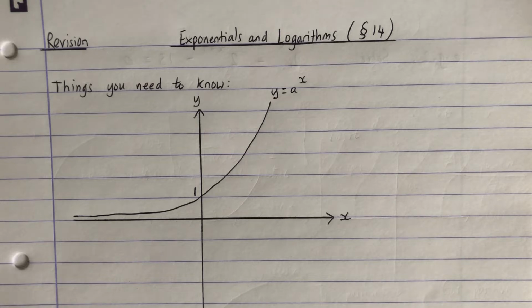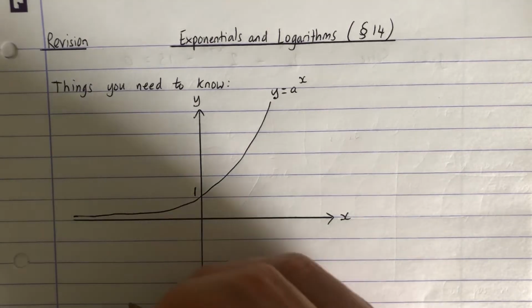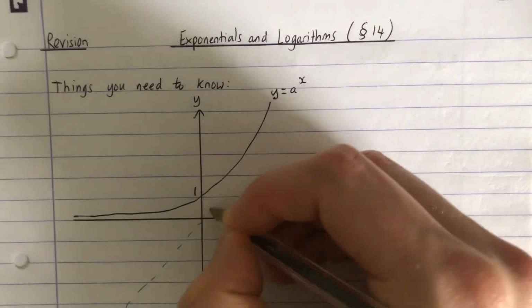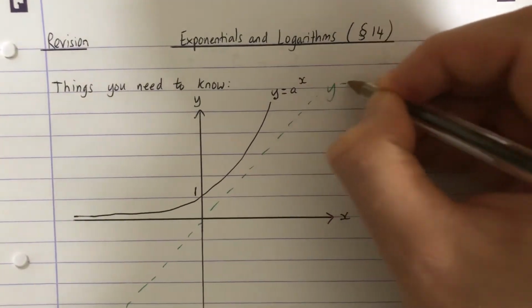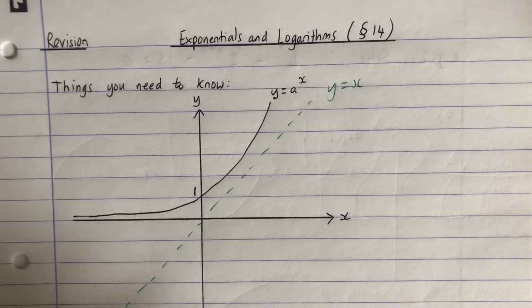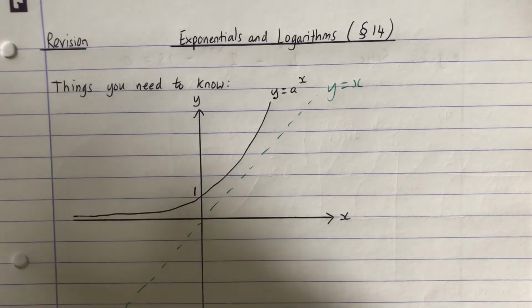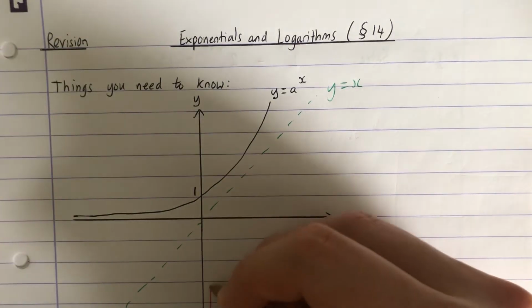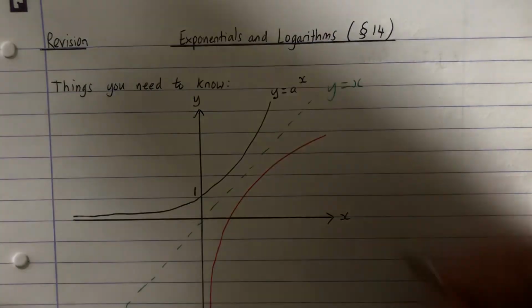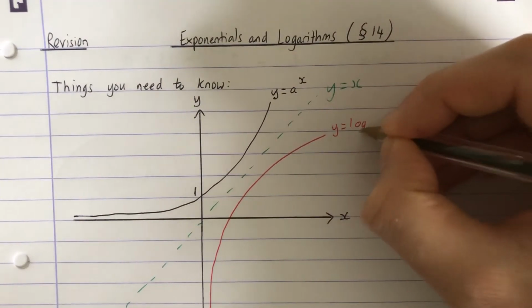Now, the opposite of that would be y is equal to log base a of x, and exponentials and logarithms are inverse functions of one another, and the property about inverse functions when you sketch them on the same axes is that they are reflections in the line y is equal to x, and y is equal to x is the perfect diagonal like that. So log base a of x would be that reflected, which would look something like this, and that is y is equal to log base a of x.